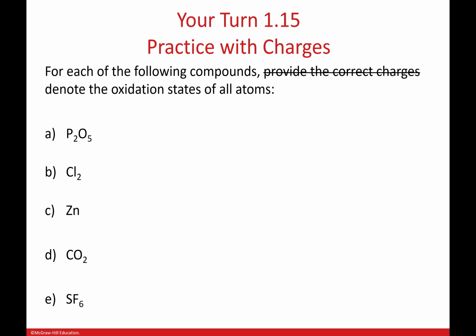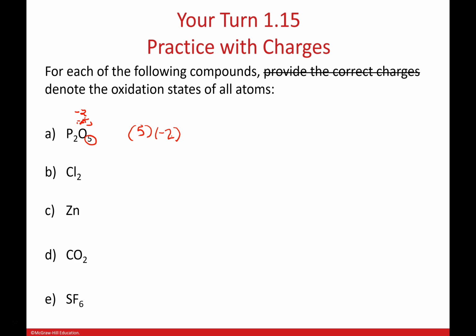So I'm going to put a -2 above my oxygens. According to this formula, I have 5 oxygens, so I'm going to start that way. I have 5 oxygens, and they are each worth -2.